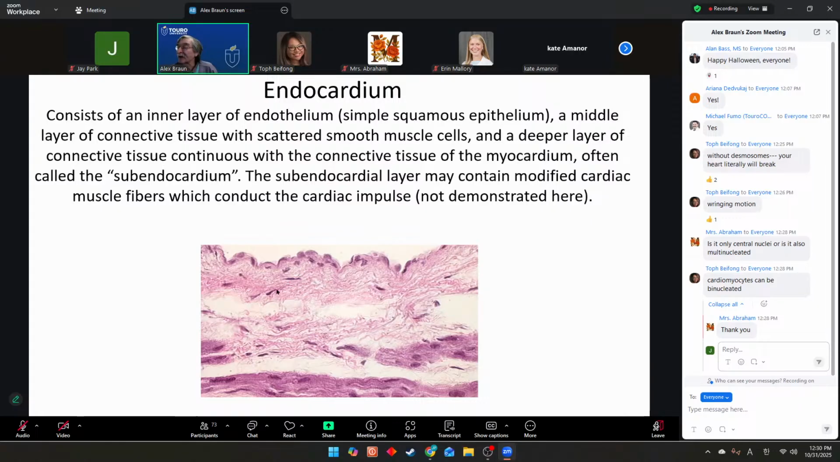They must be lying upon a basal lamina, and that basal lamina must be lying upon a sub-epithelial layer of connective tissue. So that's what we're seeing here: endothelial cells, a basal lamina, sub-epithelial connective tissue, and then underneath that is the muscle of the myocardium over here. That's endocardium, the inner layer of the heart, endocardium in its simplest form.